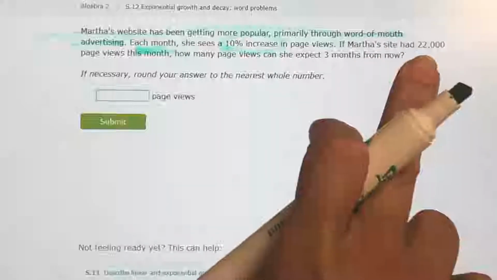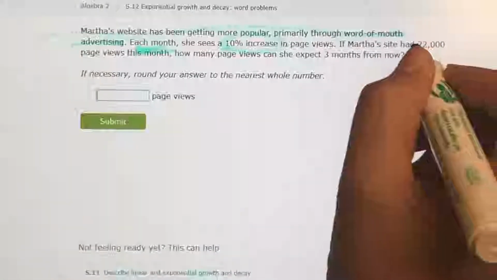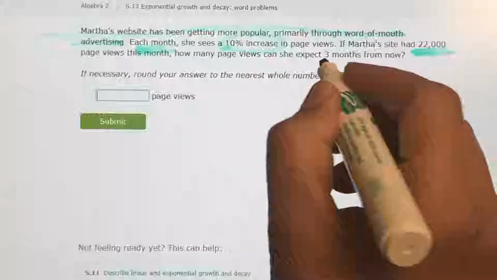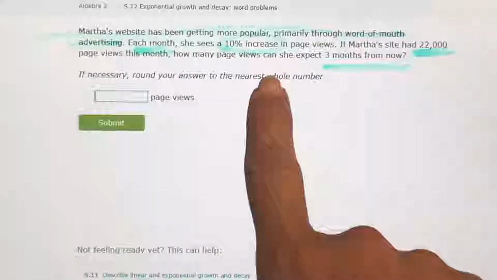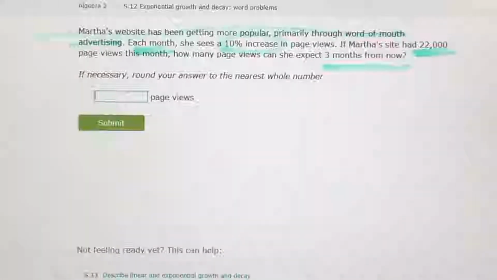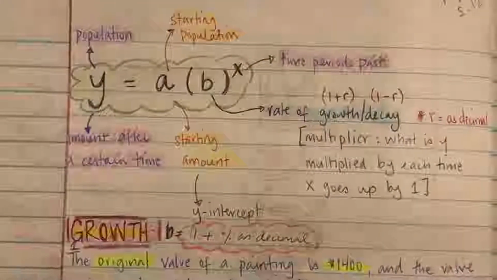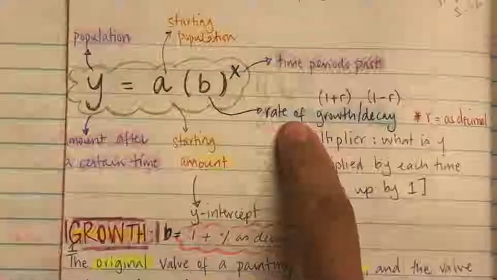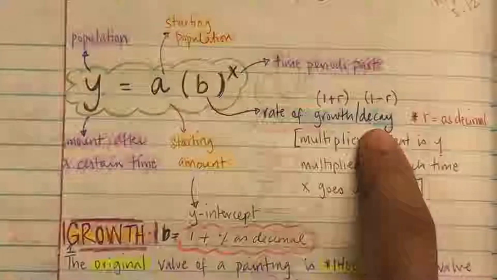If Martha's site had 22,000, so this is what she started off with, this month, how many pages can she expect 3 months from now? So what's happening? It's increasing. Is that growth or decay? That is growth. So you go into your growth formula, and again, remember that this is given to you. So this is the one for growth or decay. This is the rate of growth or decay.